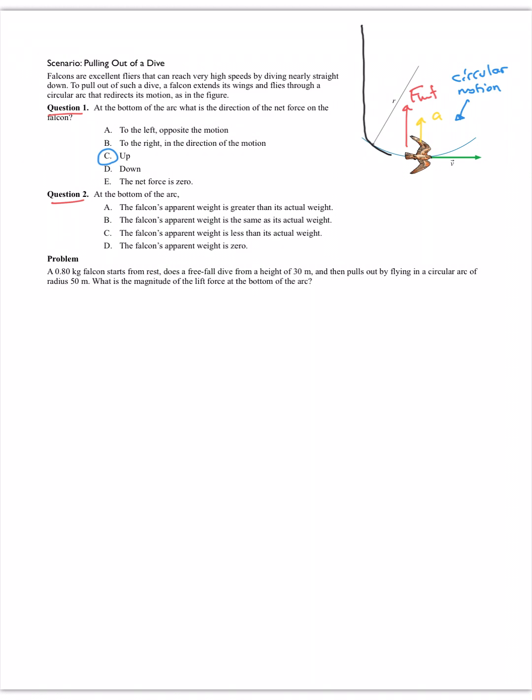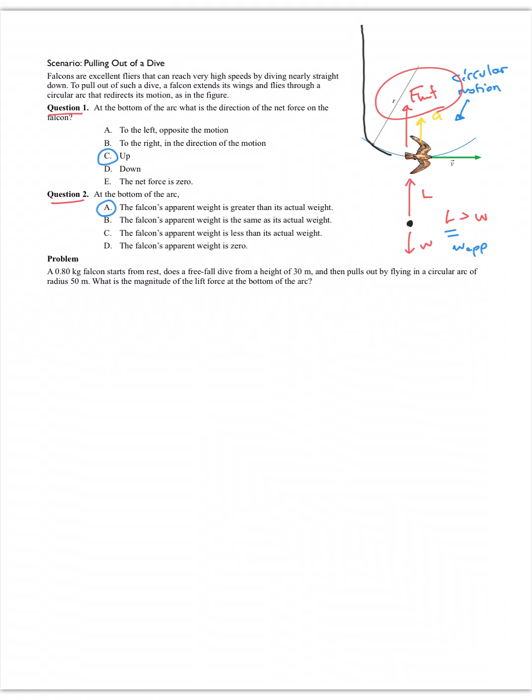And then it asks about apparent weight. Now remember, apparent weight is the magnitude of contact forces supporting you. For these purposes, lift is a contact force. The air is pushing on the falcon, it is touching the falcon. At this instant, at the bottom of the arc, the forces acting on it are a downward weight force and an upward lift force. We know the lift force has got to be bigger than the weight force because the net force is directed upward. So lift is greater than W. The lift is the contact force supporting the falcon, that's its apparent weight. So the apparent weight is greater than the actual weight, and the answer to this one is A.